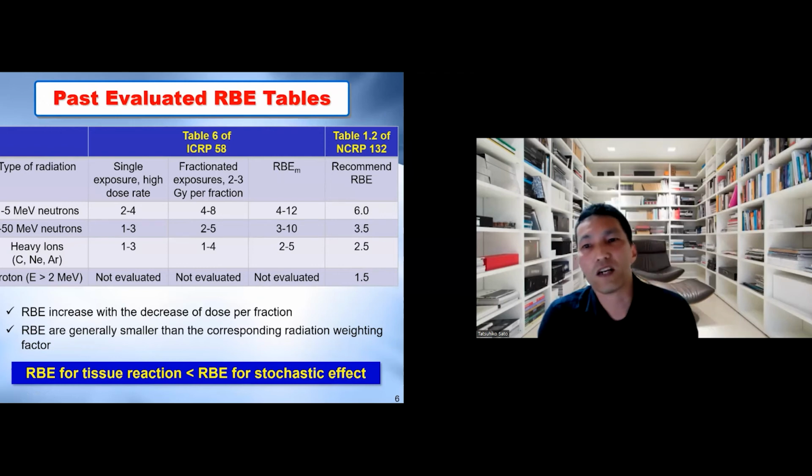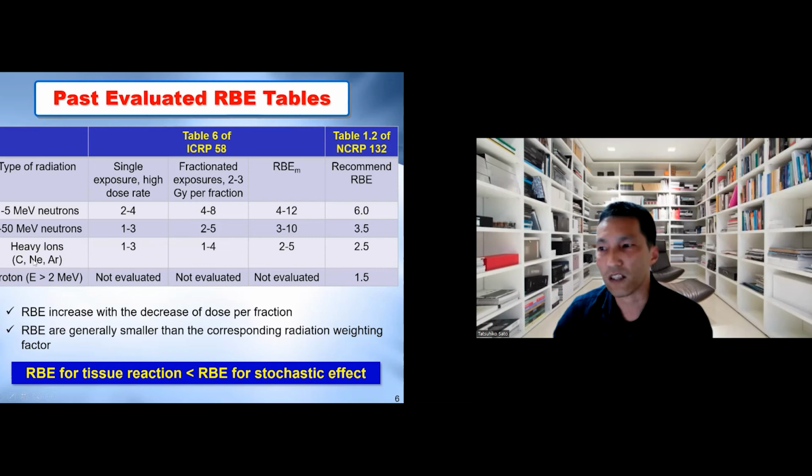So here are the past evaluated RBE tables taken from ICRP 58 and NCRP 132. ICRP evaluates the typical ranges of RBE for 1 to 5 MeV neutrons, 5 to 50 MeV neutrons, and heavy ions for single exposure, fractionated exposure, or RBE maximum. NCRP evaluates their recommended RBE by taking the mean value of fractionated exposure, in addition to their own evaluation for proton over 2 MeV.